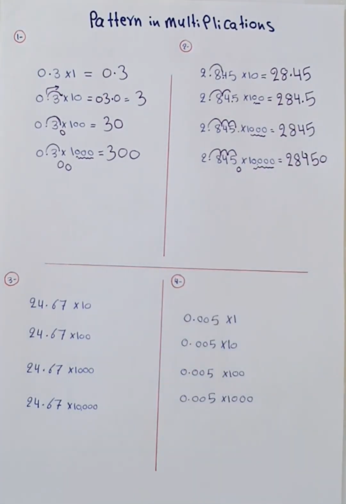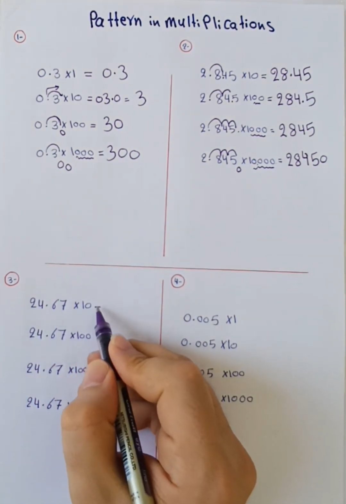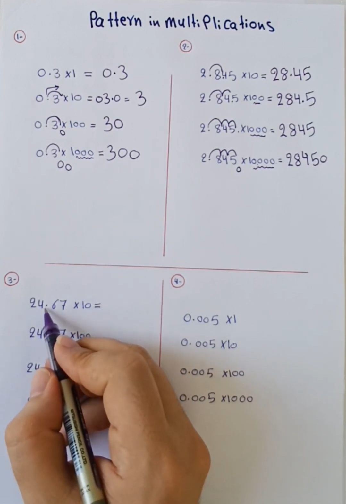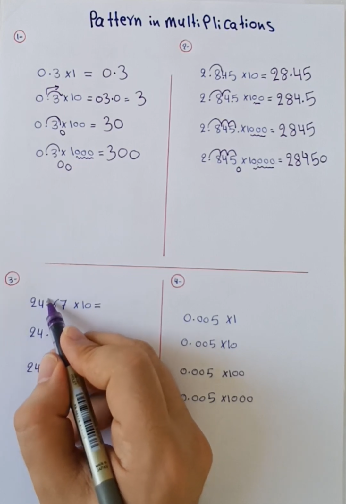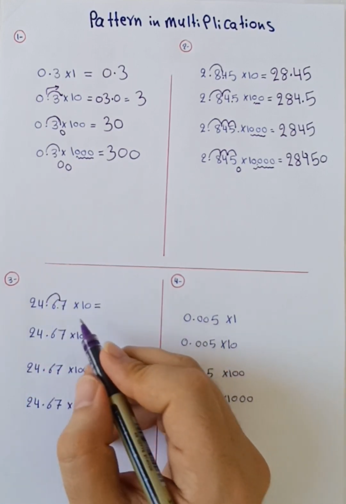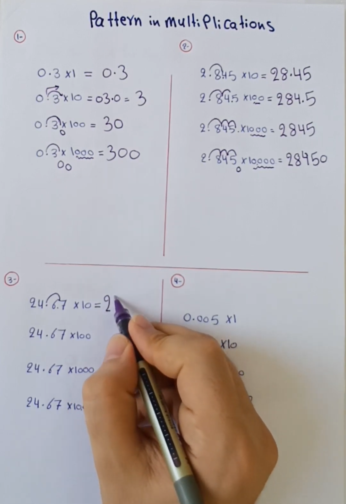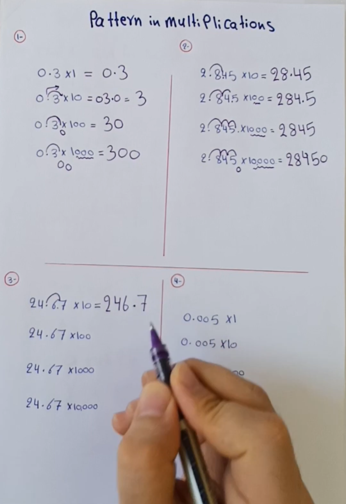Example number 3, we have 24.67 multiplied by 10. When we multiply by 10, this decimal point moves only 1 step to the right side. We have to write the decimal point between 6 and 7. So the product is 246.7.